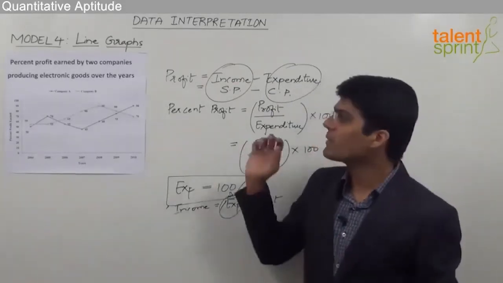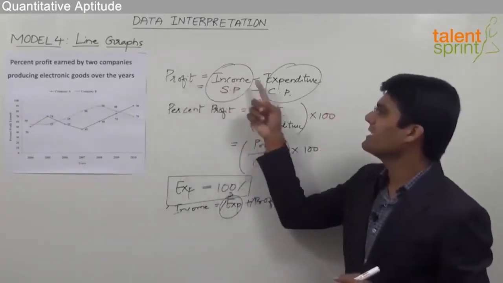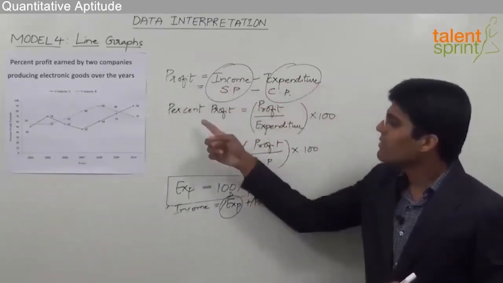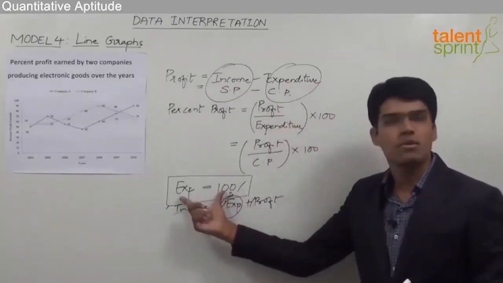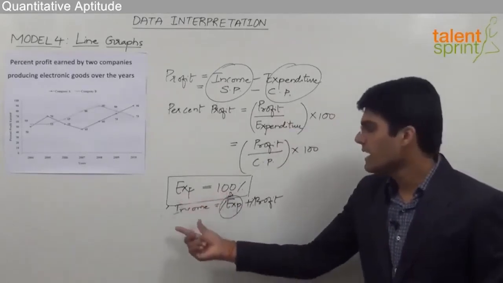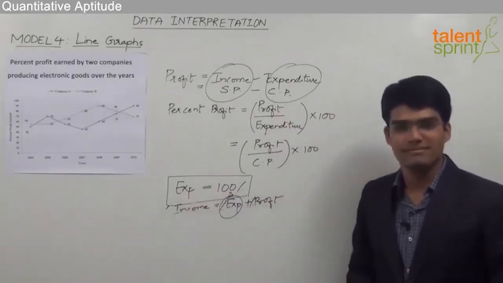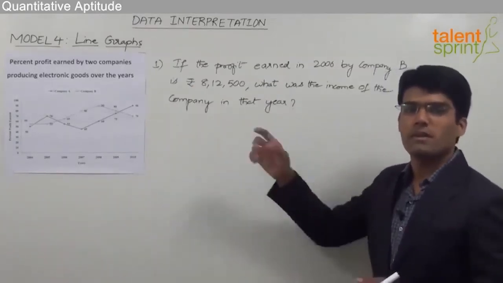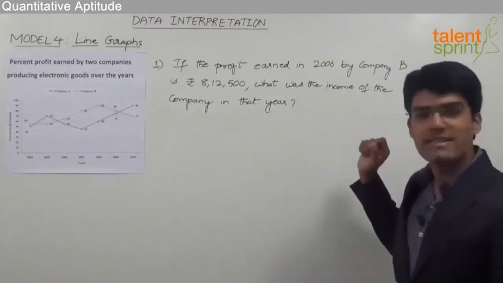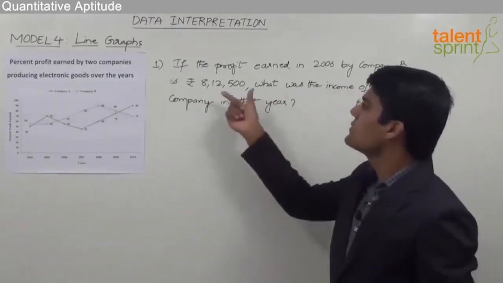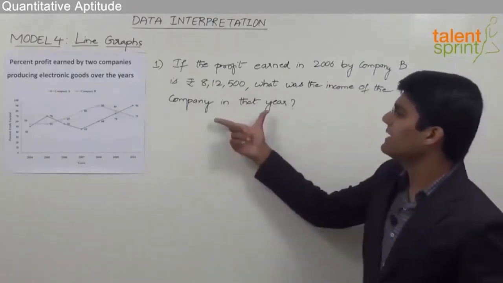Let us now take the various questions that have been asked with this graph. Remember, profit should be taken as income minus expenditure, and percentage profit is profit by expenditure into 100. And keep in mind that expenditure should always be taken as 100%, and percentage of income can be taken as 100% plus profit percent. Let us take the first question given along with this graph. The question here is, if the profit earned in 2006 by company B is rupees 8,12,500, what was the income of the company in that year?